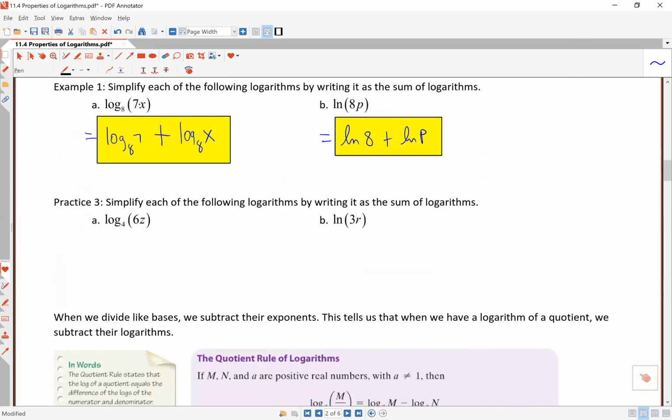Practice 3 is for you to try. I encourage you to press pause on your video and work this out, and come back when you're ready to see the solution. Now that you've had a chance to work this out, I'll work this out with you. The log of a product, we split it up as the sum of the two logs. Log base 4 of 6 plus the log base 4 of z.